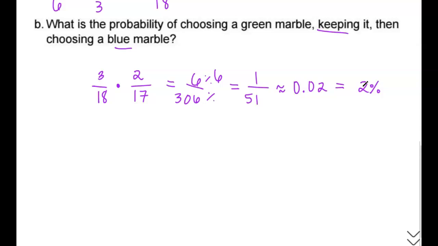All right, how do you feel? You okay with independent, dependent? Yeah. Let's do 3 more with some cards on the back.